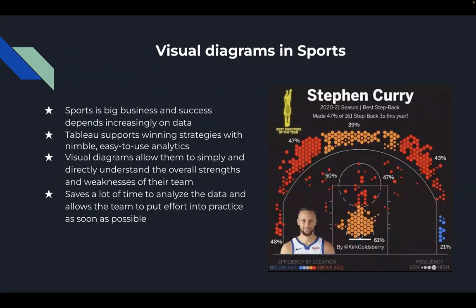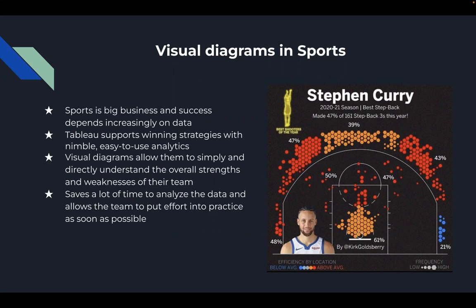Then we'll go with one example in sports for the visualization diagrams. So sports is a big business and success depends on increasing data. So for example, NBA is a sports business alliance. Tableau has become a much needed tool for the coaching staff to analyze player and team data. It can quickly turn all the data into visualizations.